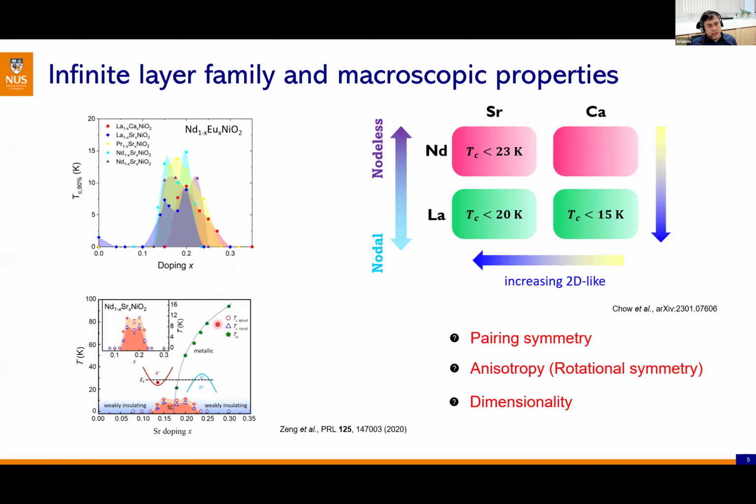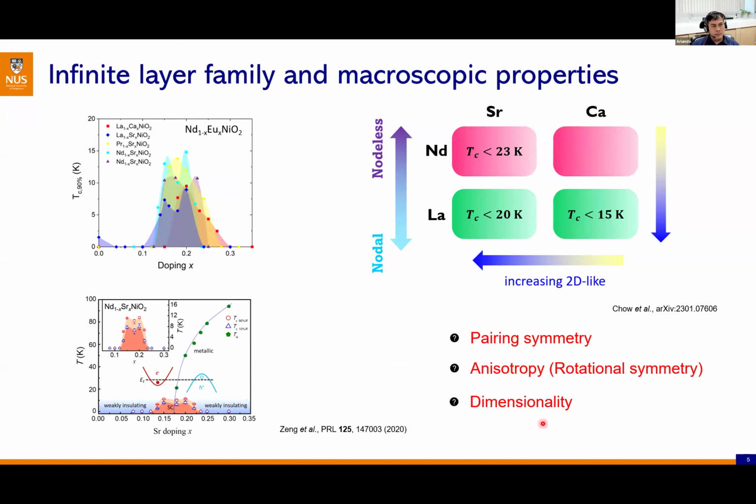So there have also been many other reports on basic properties like the critical fields, Hc1, Hc2, coherence length, pairing symmetry, rotational symmetry, features of this in the plane of the infinite layer, as well as the nature of the dimensionality. So this is some of the reports coming from ourselves.